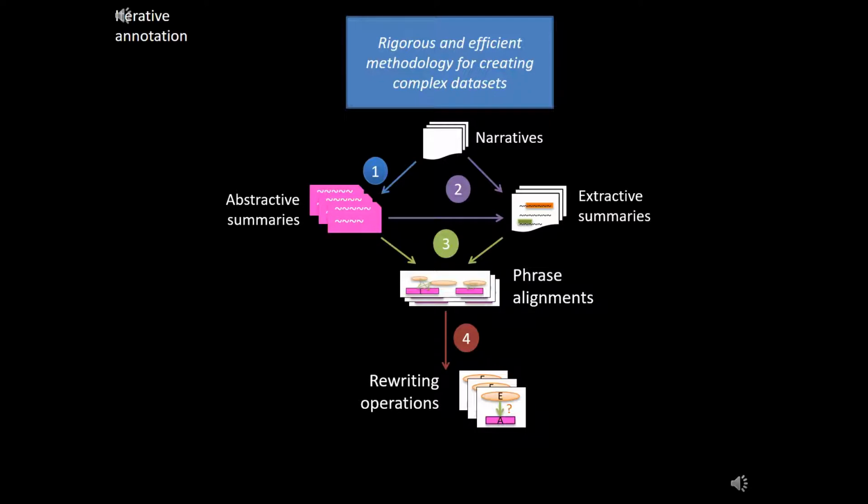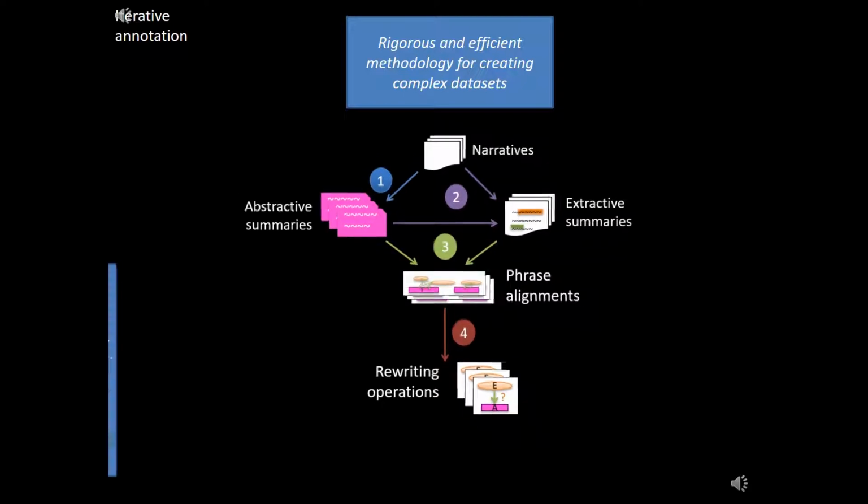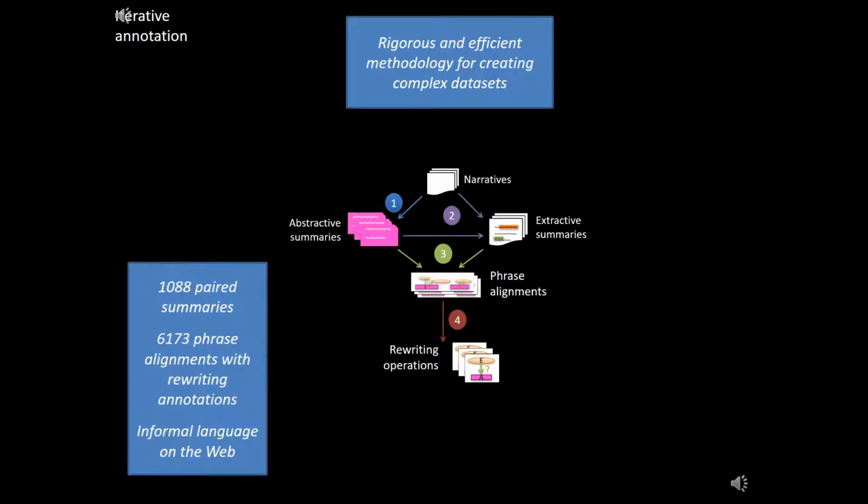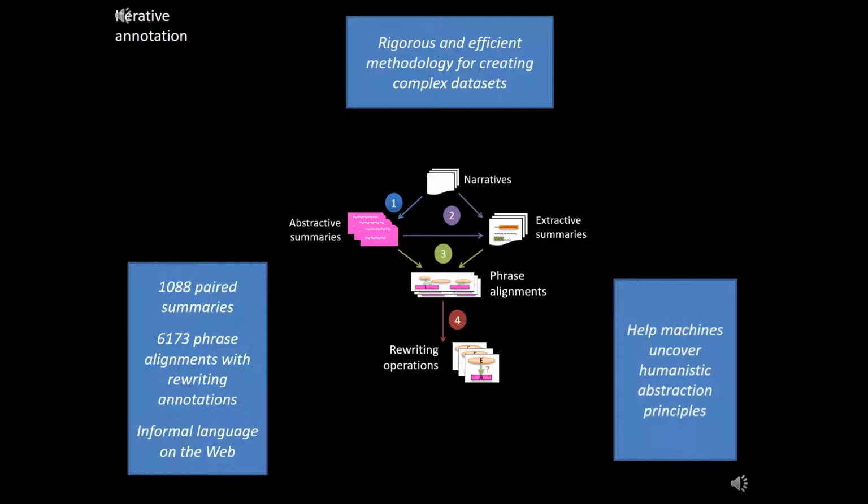With this project, we contribute a rigorous and efficient methodology for creating complex datasets that can spur progress in summarization and other machine learning tasks. The corpus we created begins that progress, offering 1,088 parallel summaries and 6,173 phrase alignments with rewriting annotations that will help machines uncover humanistic abstraction principles. Our corpus also fills a gap in genre, since most published datasets focus on newswire, but research interest has recently turned to informal language on the web, which is valuable and abundant.